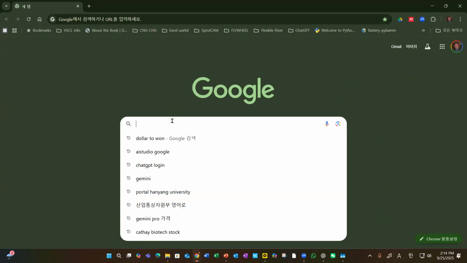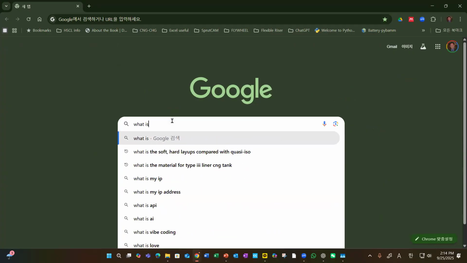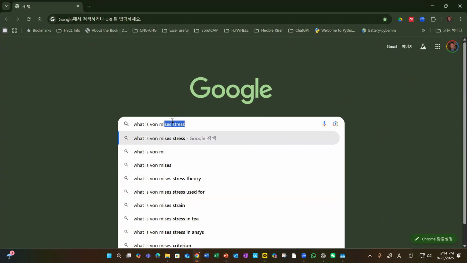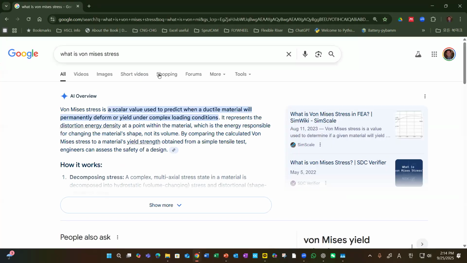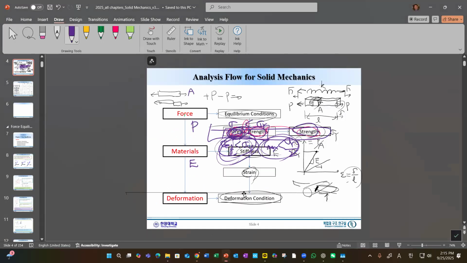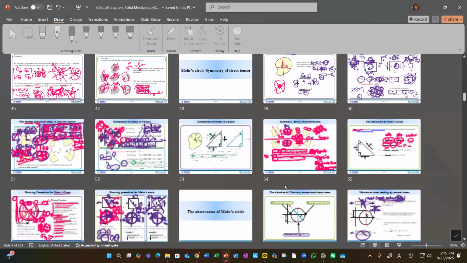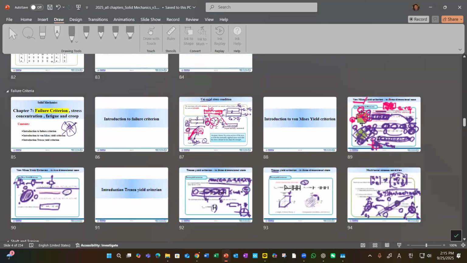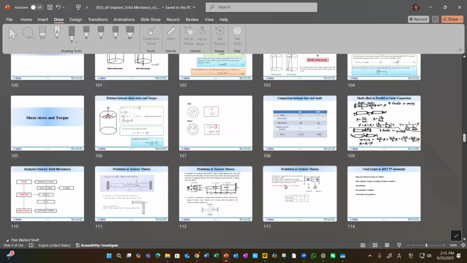I'd like to share with you what von Mises stress is. And now here, you can easily try it in the Google Chrome browser or any browser. Von Mises stress is a scalar. Scalar is important. Scalar means that it is no longer a tensor. This is simply one value. Sigma equivalent is the one value.